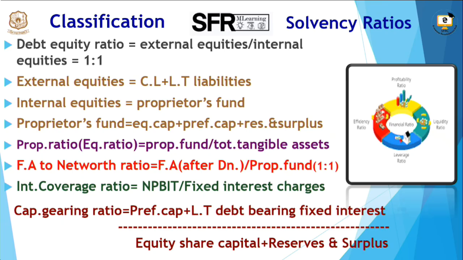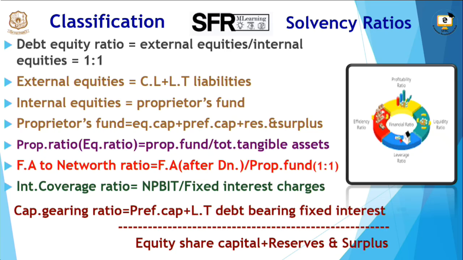Second ratio is proprietary ratio. It is also called equity ratio. It studies the relationship between proprietor's fund and total tangible assets. Already we calculated proprietor's fund, that is equity share capital plus reserves and surplus plus preference share capital. Then total tangible assets means only the tangible assets are included.